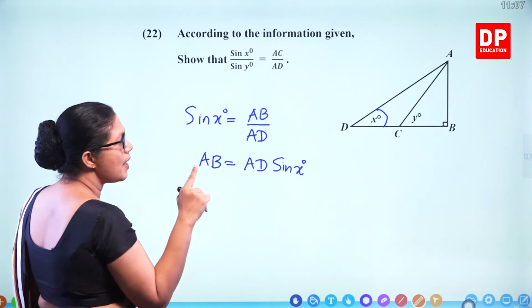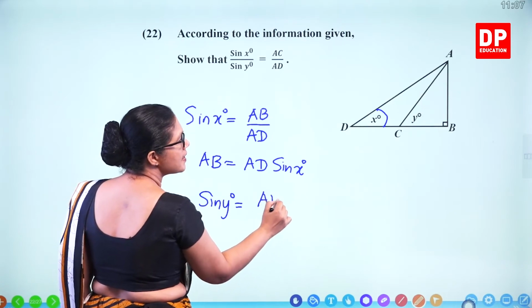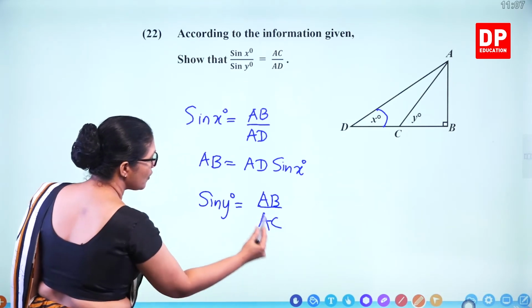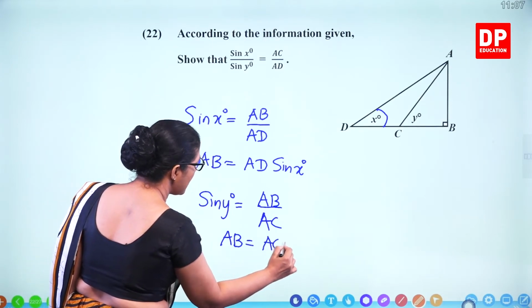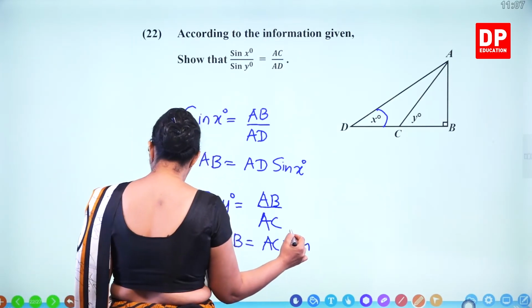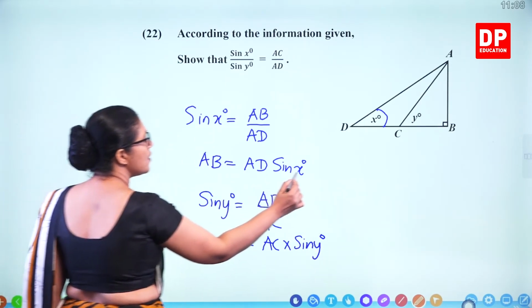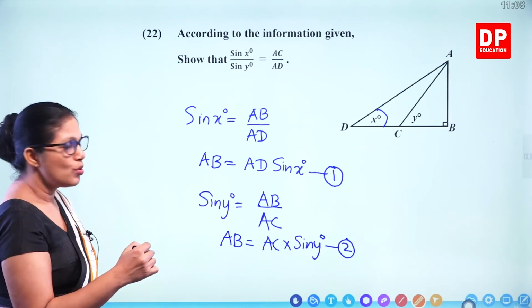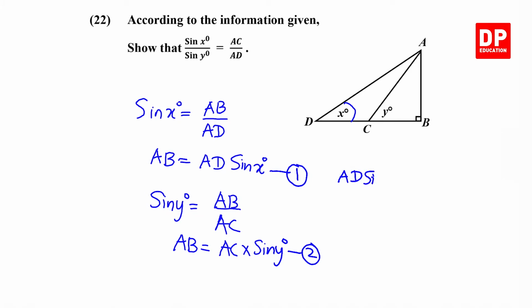Now take the smaller one, the ABC triangle. What's sin y? Same, opposite, AB over AC now. So what's AB here? From the second equation, AC times sin y. Now, these two are equal, same AB length. You can equate the two equations, 1 and 2. So you can say AD sin x is equal to AC sin y.